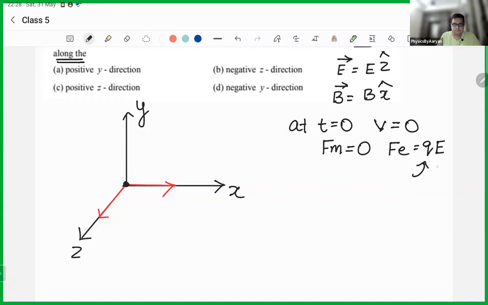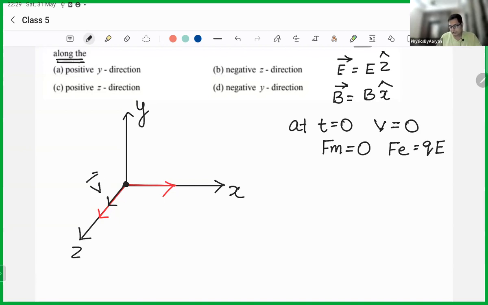If Q is positive, then electric force and electric field are in the same direction. But if Q is negative, then force and electric field will be in the opposite direction because the negative sign will come. In this case, the charge is positive, so electric force and electric field will be in the same direction. So your charged particle will start moving in this direction.